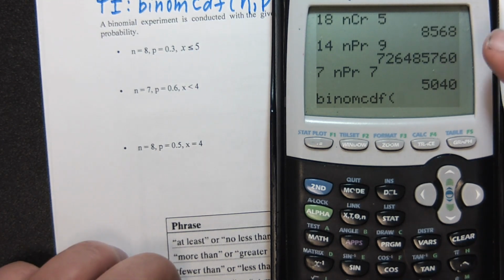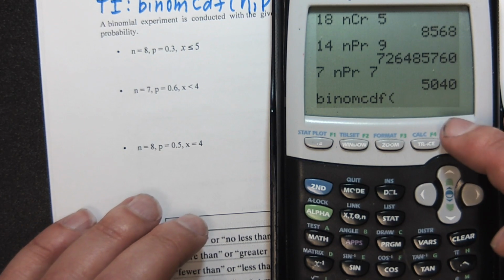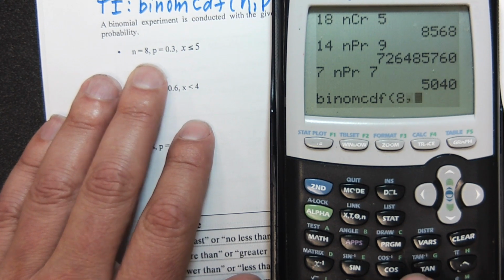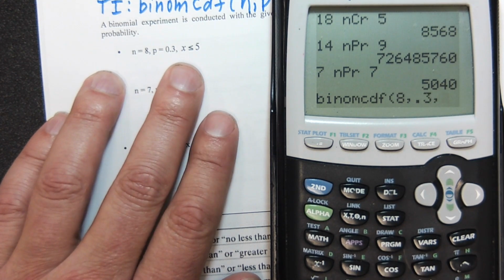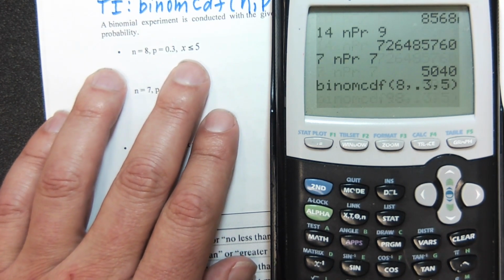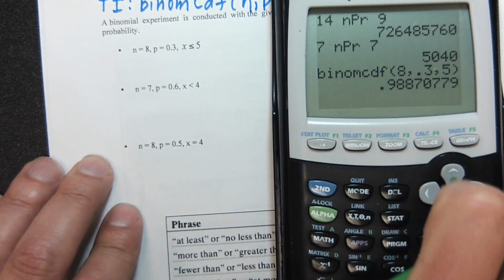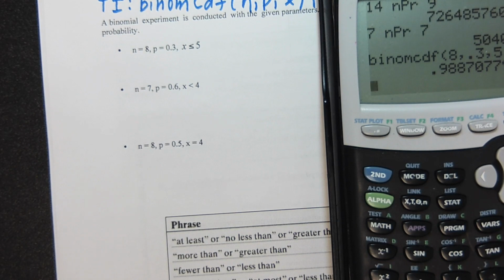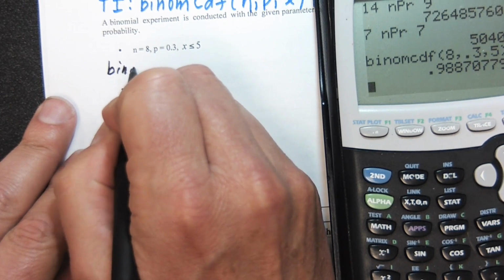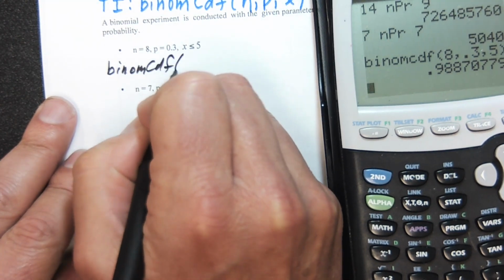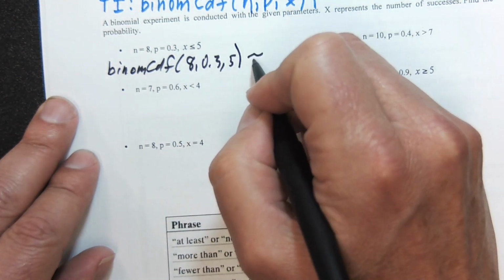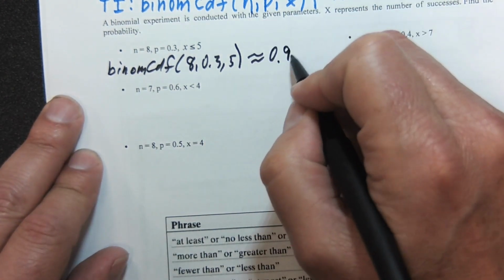And there's a different format sometimes with the TI-84s. I'm going to stay with this format here. The order is still the same. So this is going to be 8, comma, 0.3, comma, 5. Because 5 is included, you see the less than or equal to symbol. Then I just hit enter. And there it is. So you should write down what you type in each time. Binom CDF 8, 0.3, 5, and that was about 0.9887.